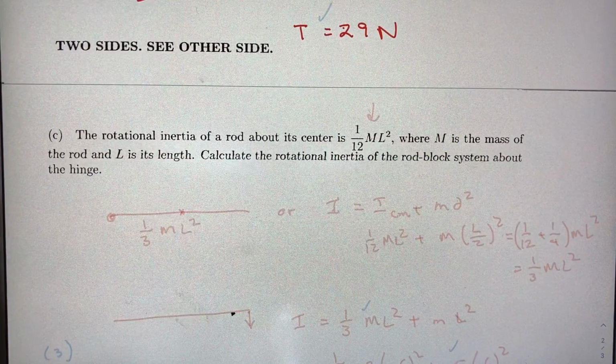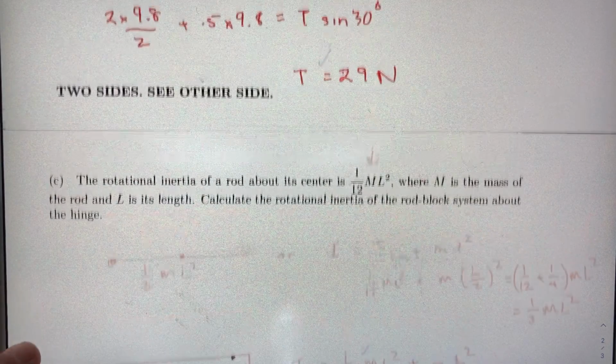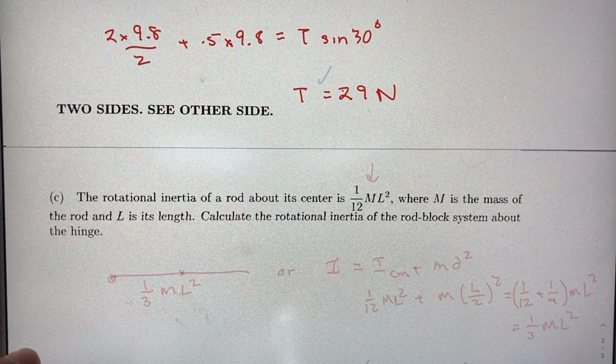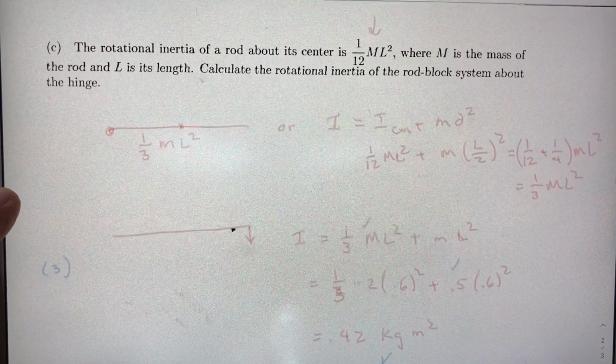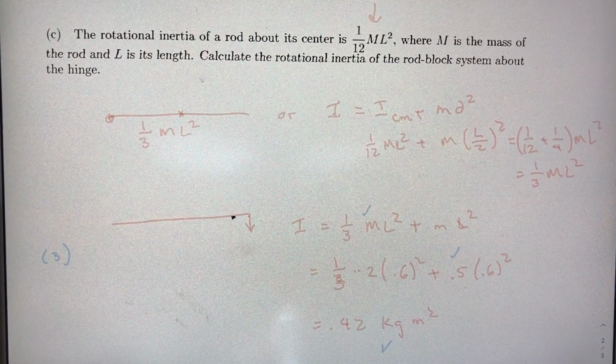Okay, you can use 10 instead of 9.8 for all parts of the AP exam. So if you do that, you get 30 newtons instead of 29 newtons, or whatever. Don't forget units when you have actual numbers. The only reason that they give you this 1/12 is if you forget the 1/3 for the end, you can just state it.